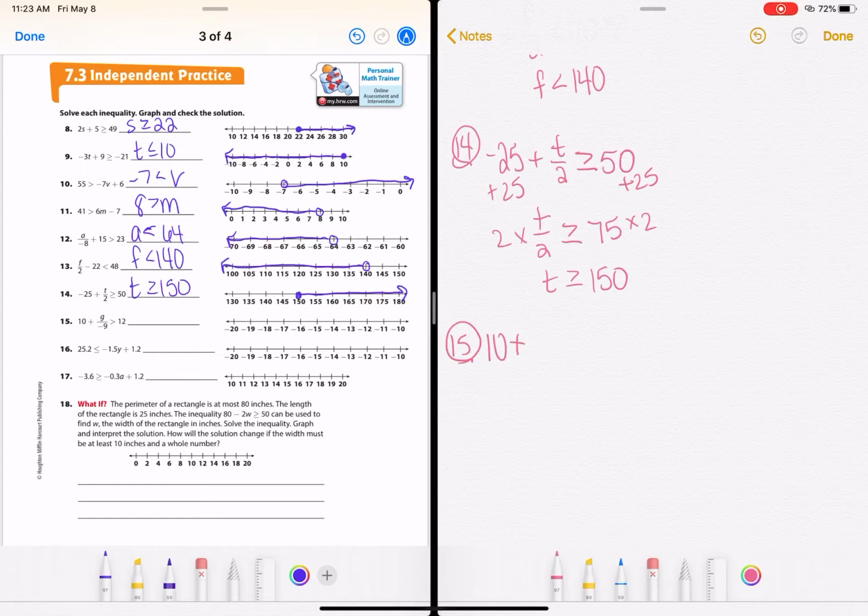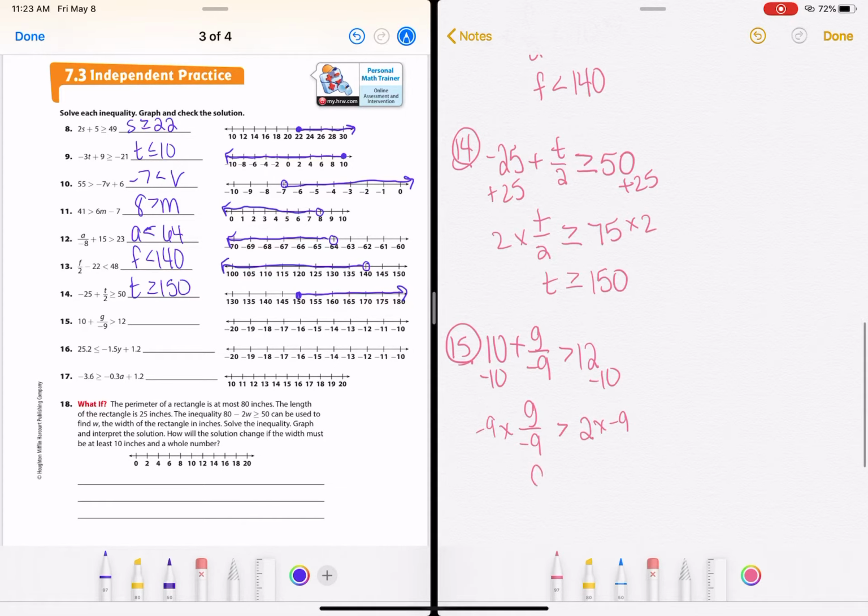Number 15, 10 plus g over negative 9 is greater than 12. Subtract 10 from both sides. We have g over negative 9 is greater than 2. Multiply both sides by negative 9. So we're going to reverse the inequality symbol. 2 times negative 9 is negative 18. So g is less than negative 18. Open circle at negative 18, and since it's less than, to the left.